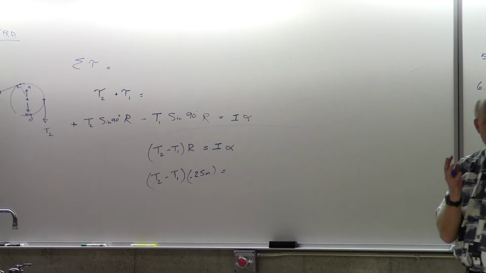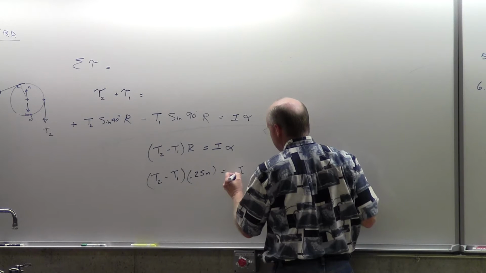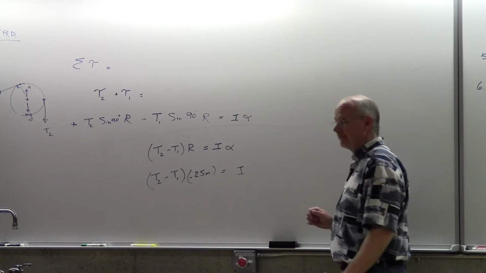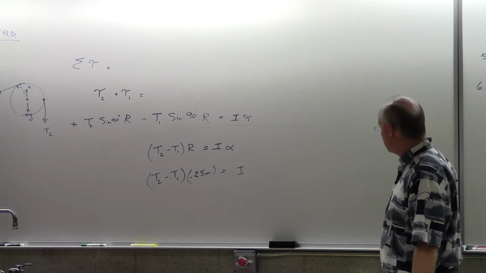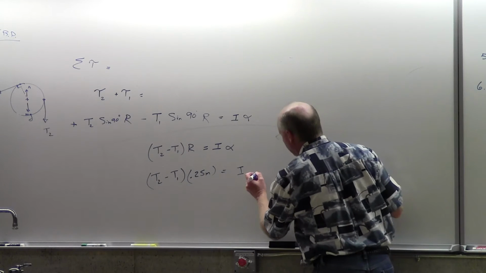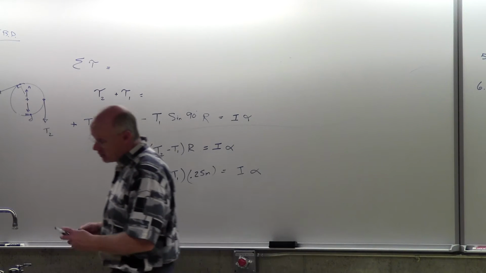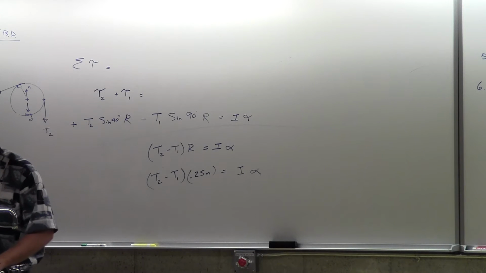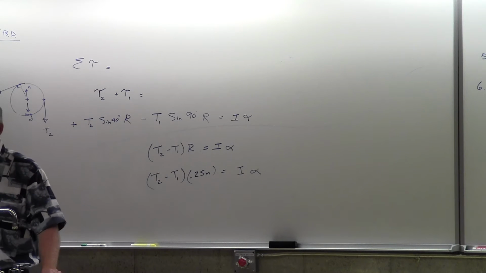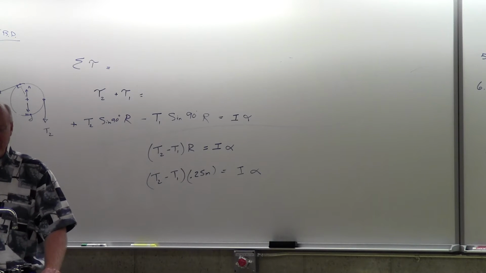I don't know. So I can just leave this as an I. I don't know what that is. Okay, and then I'll put this as an alpha. And so looking closely at this, I have four unknowns really. I don't know alpha, I don't know I, I don't know T1, and I don't know T2. I suspect then I'm going to have four equations and four unknowns. But that doesn't surprise me.